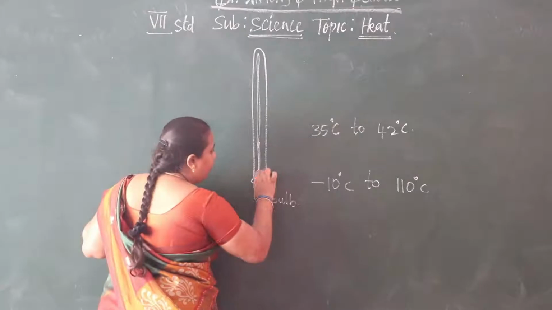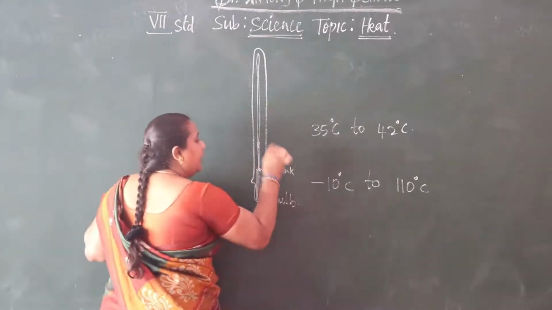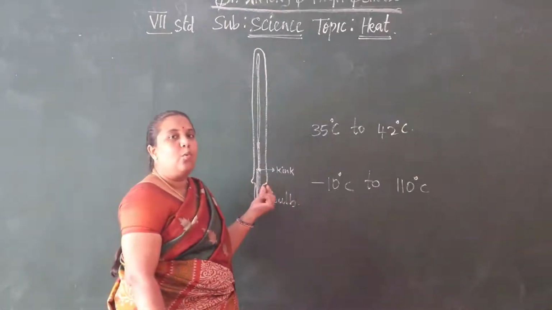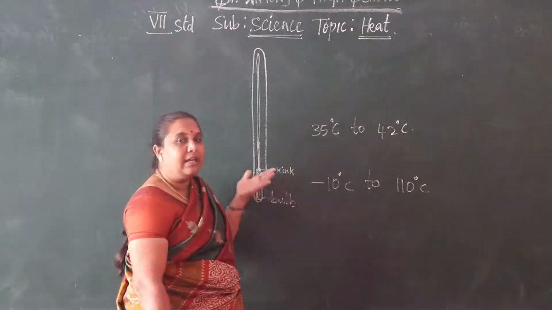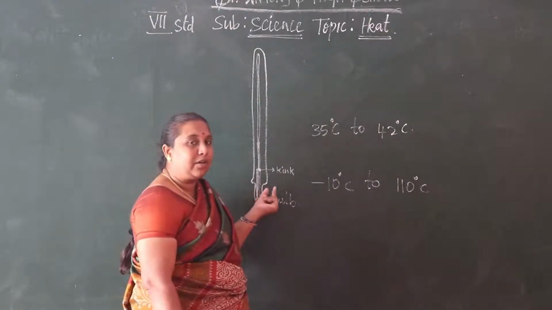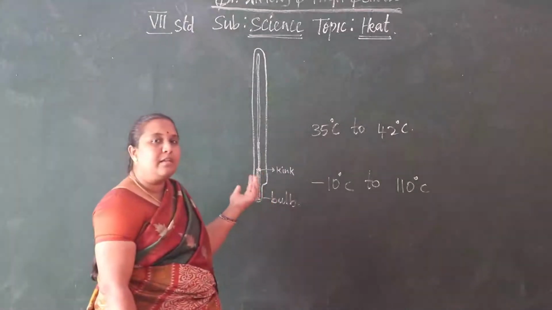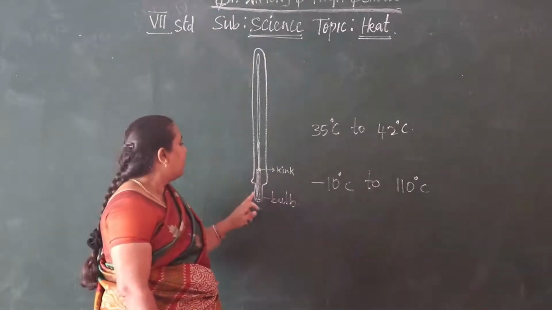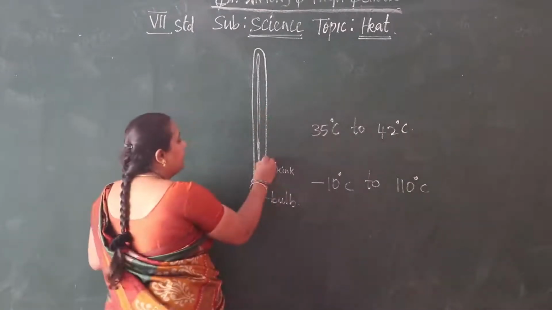Here also you have a kink, which preserves the mercury inside the bulb. While we are checking the temperature of a solution or any other liquid in the laboratory, the bulb should be heated. While heating, the mercury, or we can also use colored alcohol, should rise in the glass tube. There we can measure the readings.